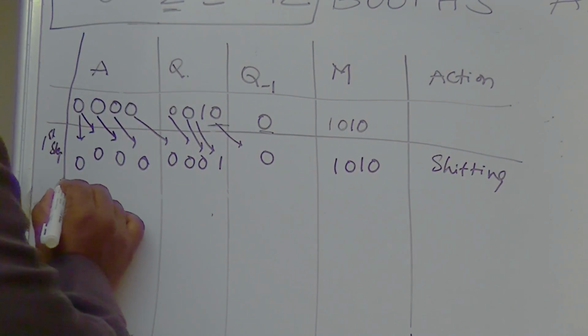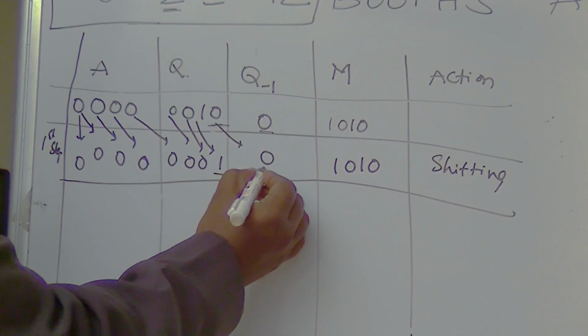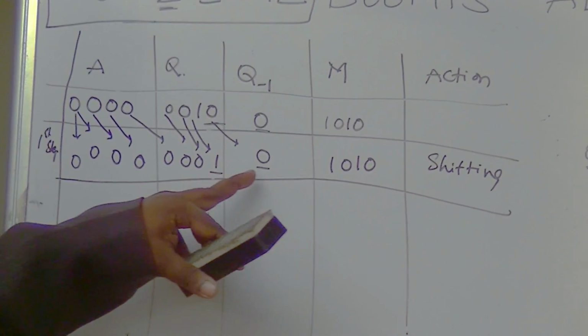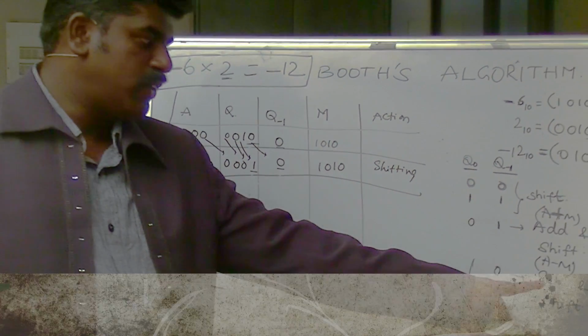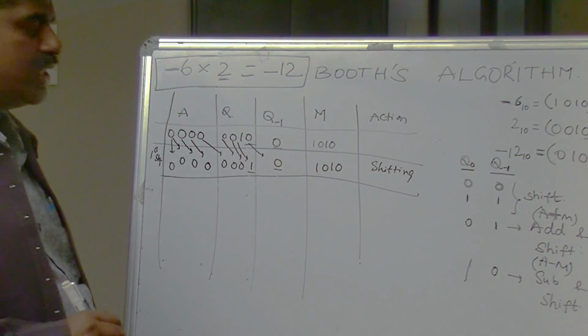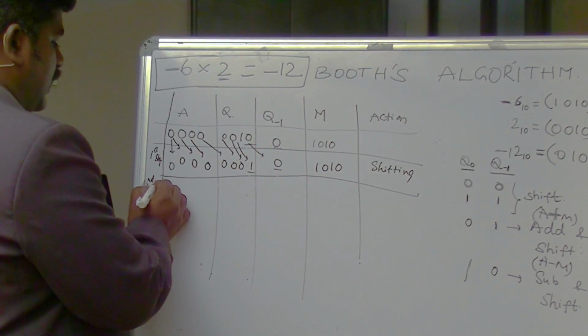So this is the first step. Now consider q0 and q minus 1. Now it is 1 0. So 1 0 means we have to go for subtraction and then shifting. So two processes we are going to do for the second step.